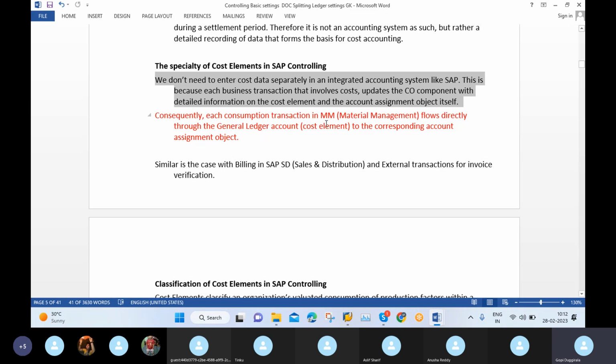Consequently, each consumption transaction flows directly through the general ledger account cost element to the corresponding account assignment object. So it means if you take the material management module, this material management module is linked to general ledger accounting, and whatever we maintain within that cost element, we can assign to the corresponding account assignment object. This is very, very important. The T code will be OKB9.